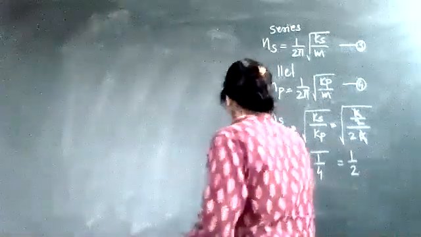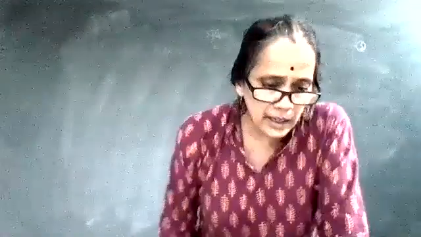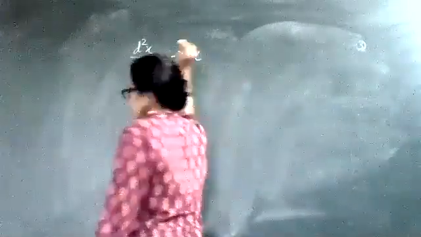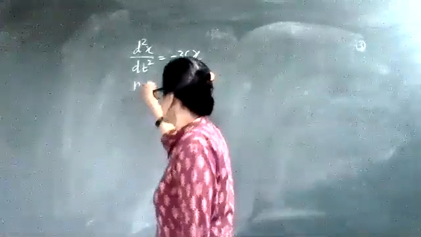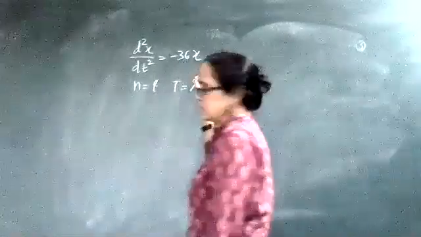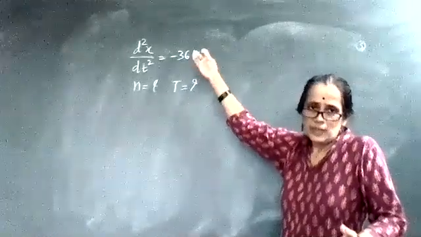In problem number 9, in SI units, the differential equation of the SHM is d square x by dt square is equal to minus 36x. Find its frequency and period. You have to find the frequency and you have to find the period. Very simple. Now what are we going to use? This equation is nothing but your differential equation.